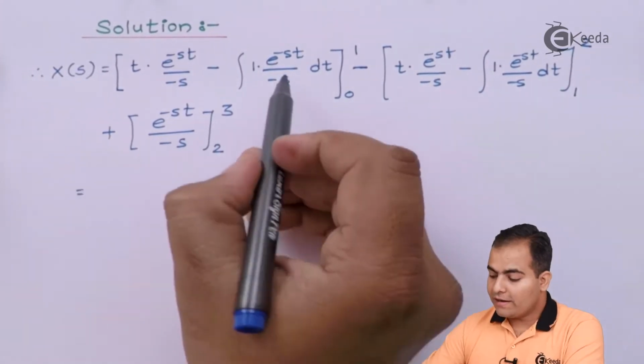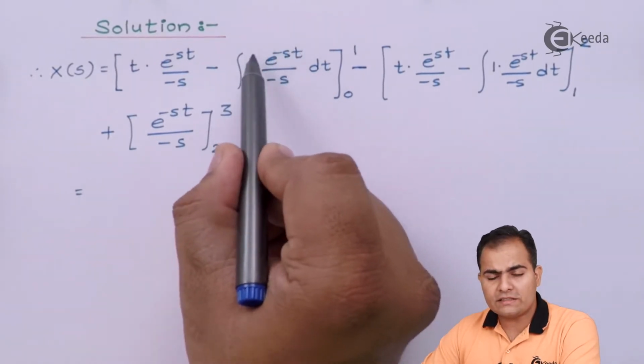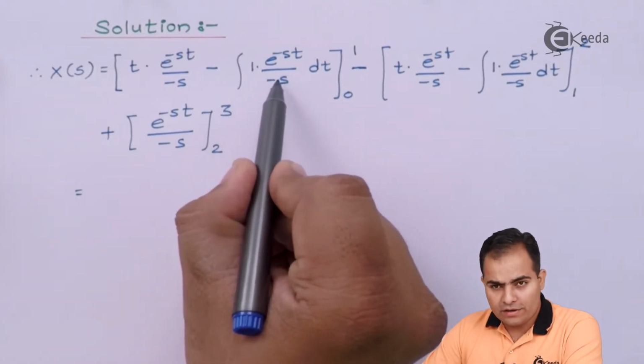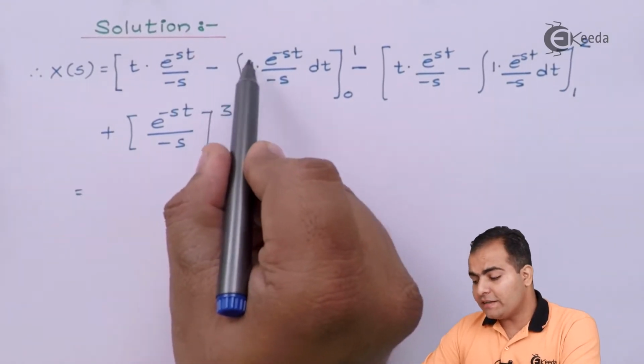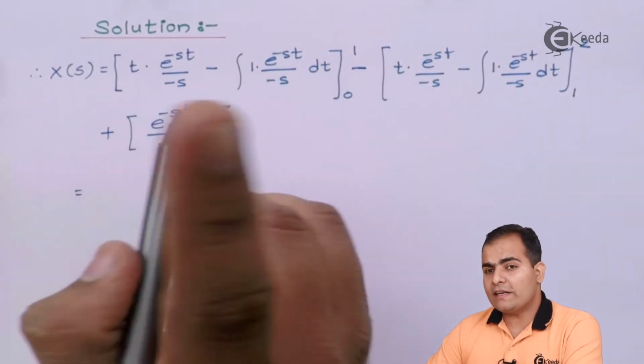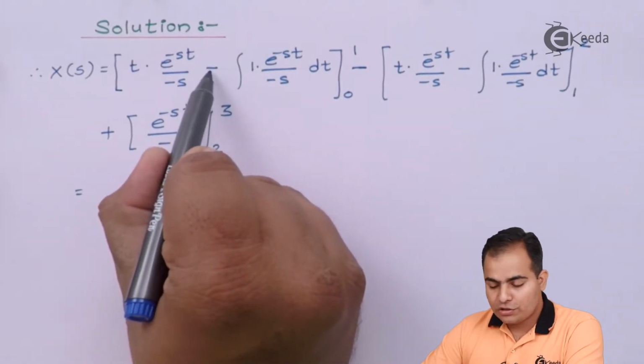Now again integrate this part. What you will get? e to the power minus st integrated is again e to the power minus st upon minus s. So you can say that minus s we have already there, and after integrating this term we will get one more minus s. So minus s into minus s becomes plus s square. So this sign will not be changed.